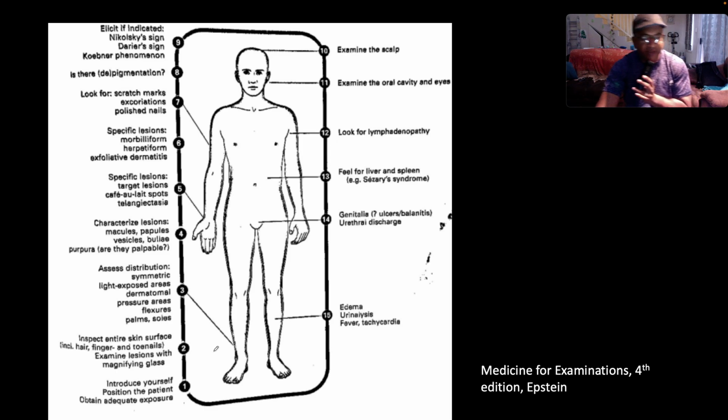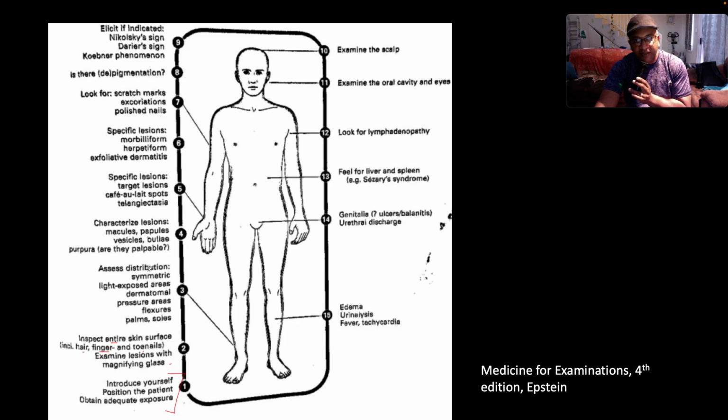Okay, so a good idea is to introduce yourself to the patient, position the patient, usually supine or semi-Fowler's, or maybe sitting up, and obtain adequate exposure. Then you're going to inspect the entire skin surface, right? We're looking especially at the hair, the finger and toenails as well. Don't forget those. Examine lesions with a magnifying glass if need be.